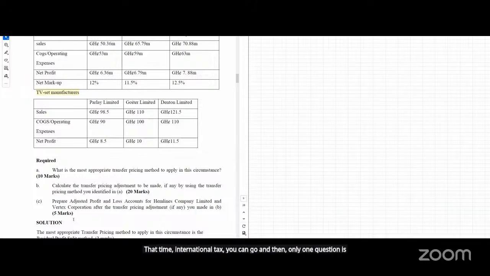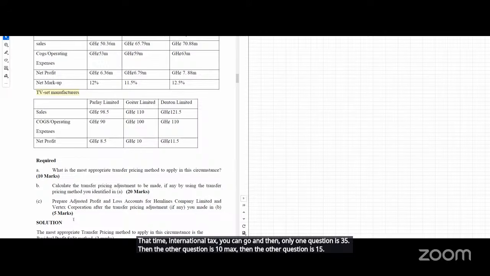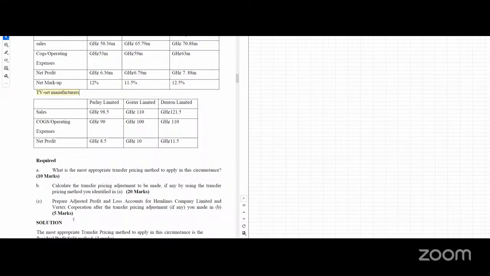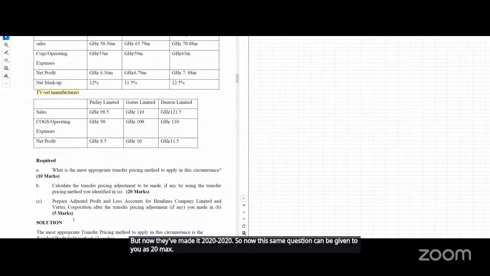Then the other question is 10 marks. Then the other question is 15. But now they've made it 2020, so this same question can be given to you as 20 marks. They don't care.